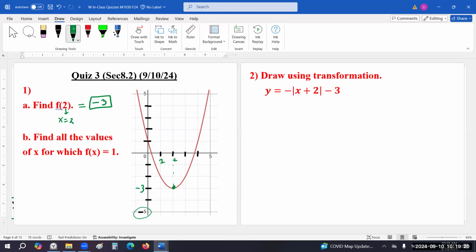In the next one, they want us to find all the X values. That means what is this number? X or Y? Y. So when Y is 1, see how many X values you have. Y is 1 is here. So if you draw a line, we have one X value here, another X value there. It's a whole number. It goes straight down.